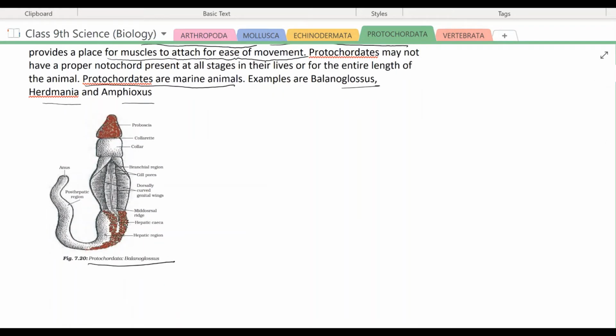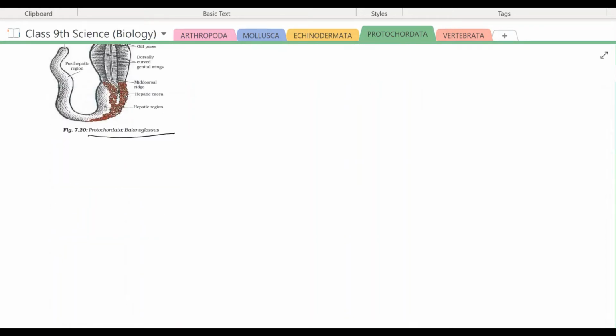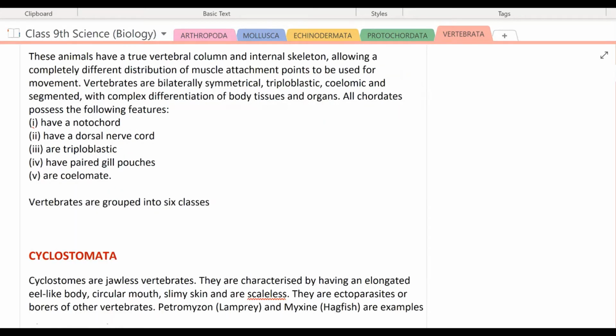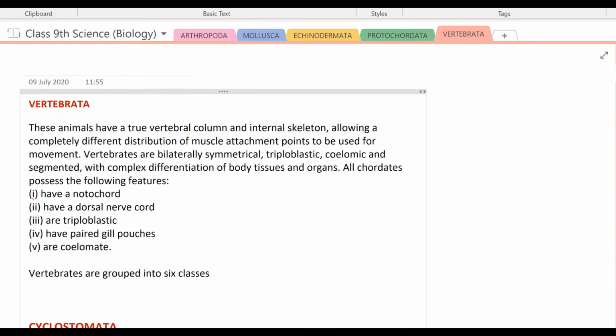There are three diagrams. There is a diagram of Balanoglossus. Now, next one is Vertebrata. These animals have a true vertebral column.